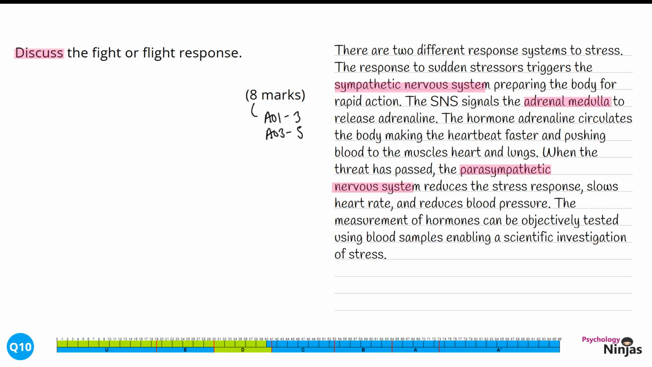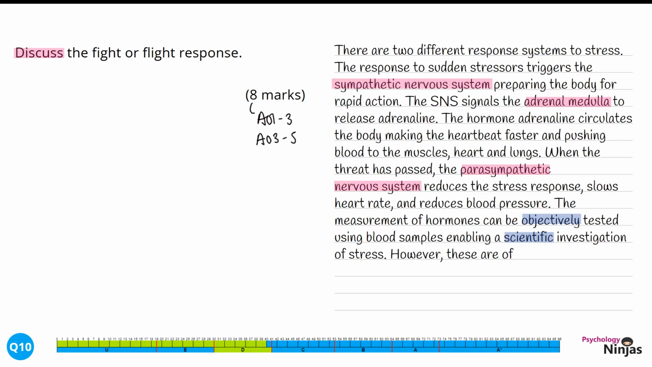The measurement of hormones can be objectively tested using blood samples, enabling a scientific investigation of stress. Here we've talked about objectivity, and that by doing so we are removing personal bias. We've also indicated our wider psychological knowledge, understanding that this is a feature of science. We're going to explain a counter-argument next in order to show logical chains of reasoning.